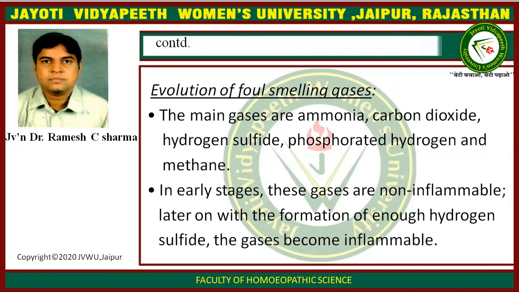Evolution of foul-smelling gases. The main gases are ammonia, carbon dioxide, hydrogen sulfide, phosphorated hydrogen, and methane. In early stages, these gases are non-inflammable. Later on, with the formation of enough hydrogen sulfide, the gases become inflammable.